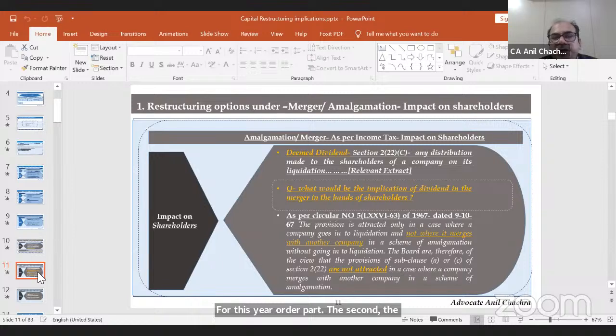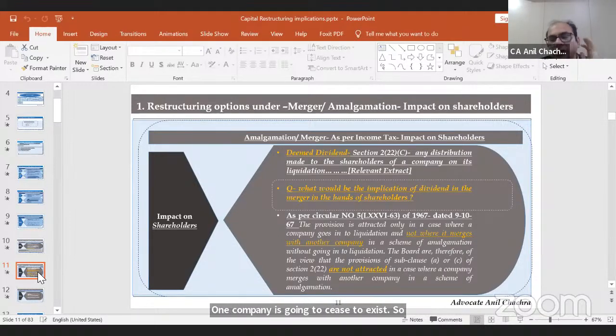The second part we can say is whether deemed dividend will be applicable in terms of the merger. Section 2, clause 22 specifies five sub-clauses A, B, C, D, E. Clause C says that any distribution made to the shareholders of the company on its liquidation will be treated as a dividend in the hands of the shareholders. So now what would be the implication in terms of the merger or amalgamation, when two companies go into merger, one company is going to cease to exist.